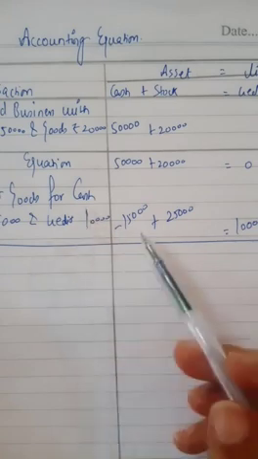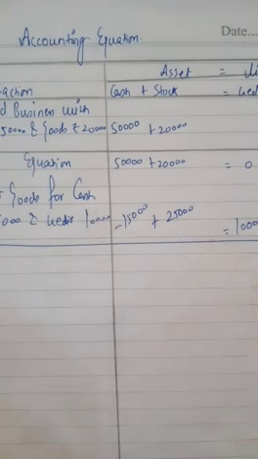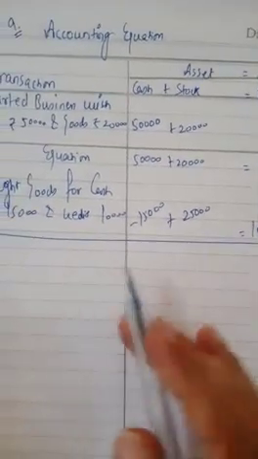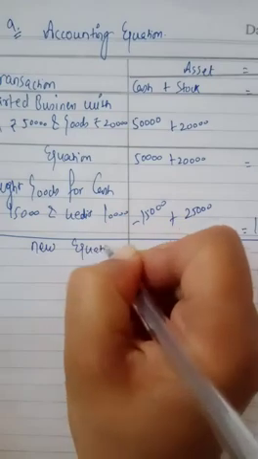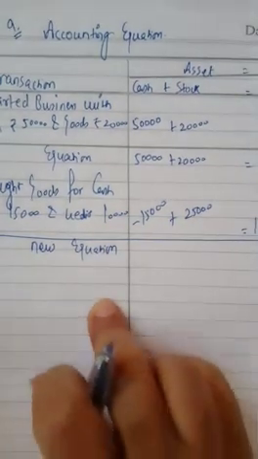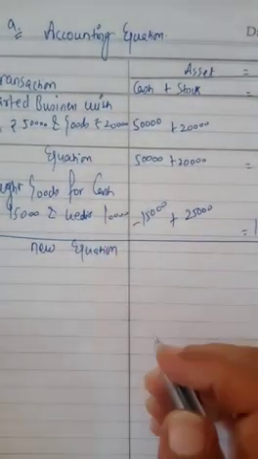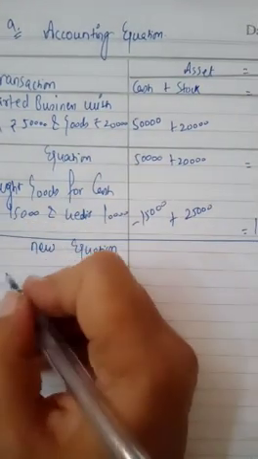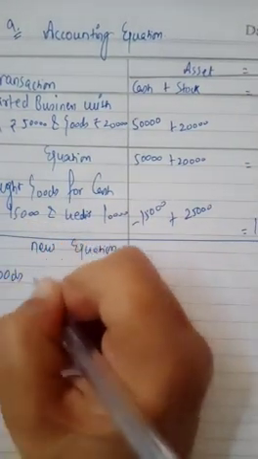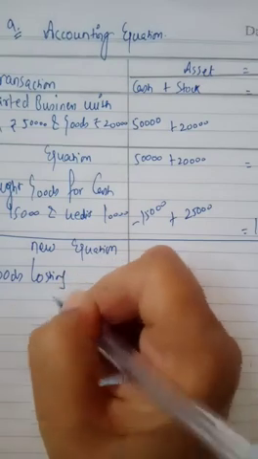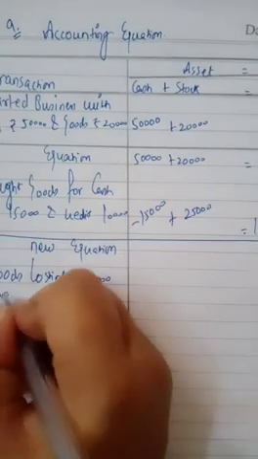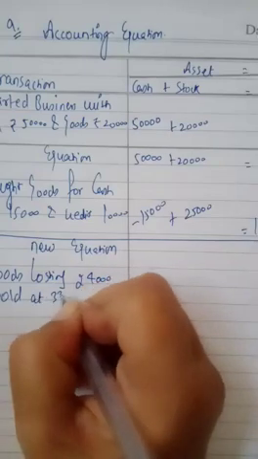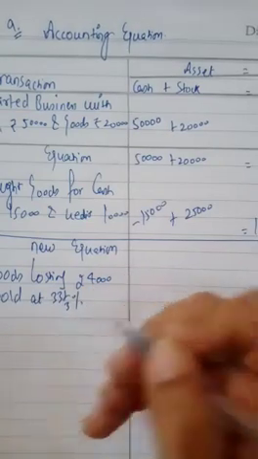15,000 cash will be subtracted, stock 25,000, and 10,000 will be added in creditors because you have purchased goods on credit. New equation. Next time you will prepare a new equation. First time you will prepare the equation. Have a look at the third transaction. Goods costing rupees 24,000 sold at a profit of 33 and 1/3%.